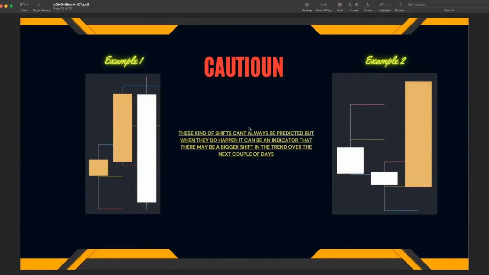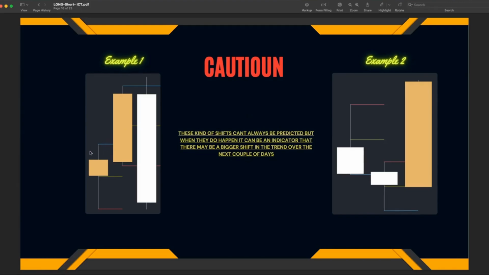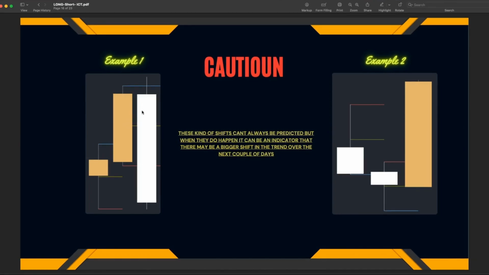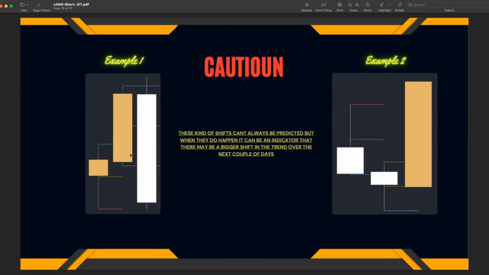Okay, so here are a few examples that I want you to be cautious about. So let's say that you had a strong bullish candle, right? And it closed above the previous daily wick and you're expecting to have bullish momentum. Now you might have had it, but let's say you didn't. It took out the previous daily high and then all of a sudden you have a strong engulfing candle closing below the previous daily bullish candle.